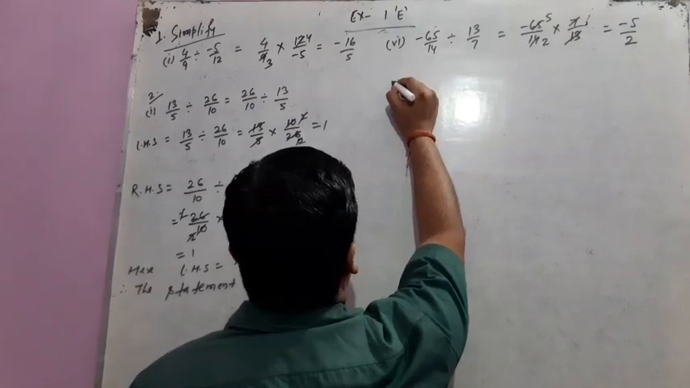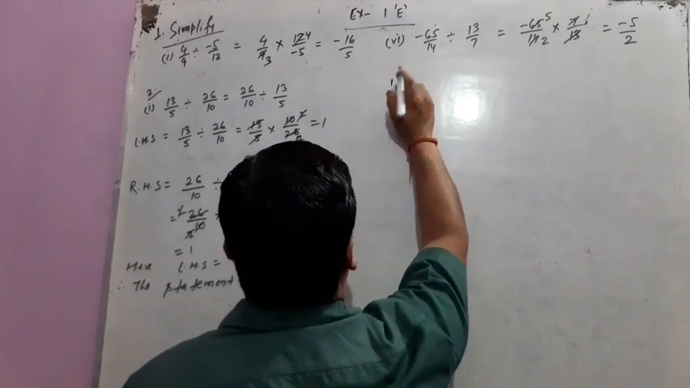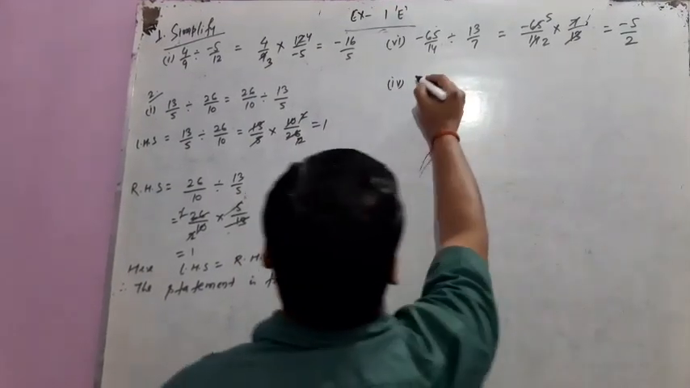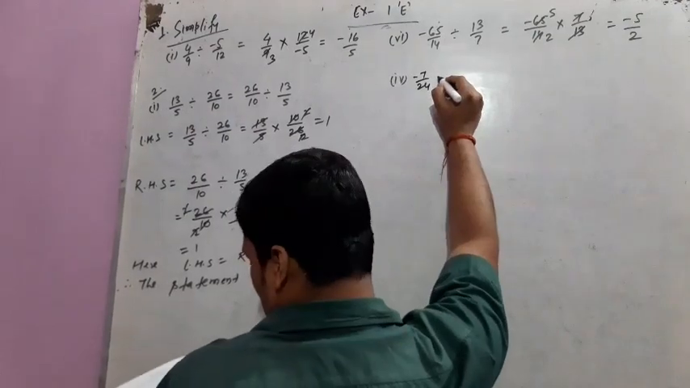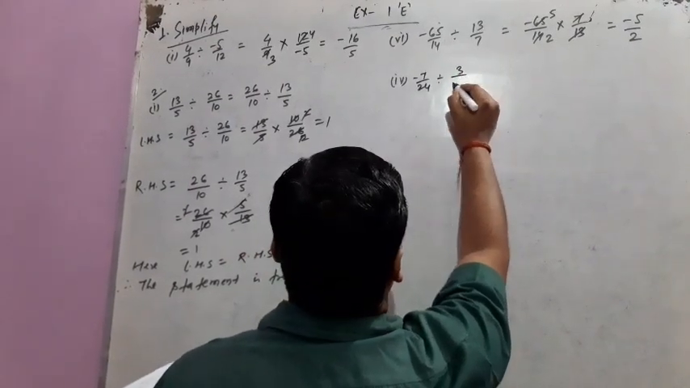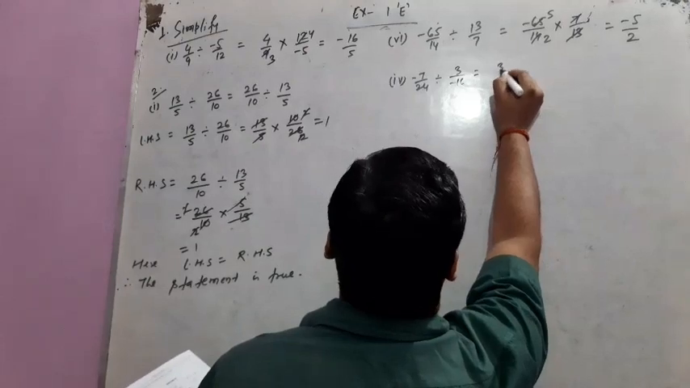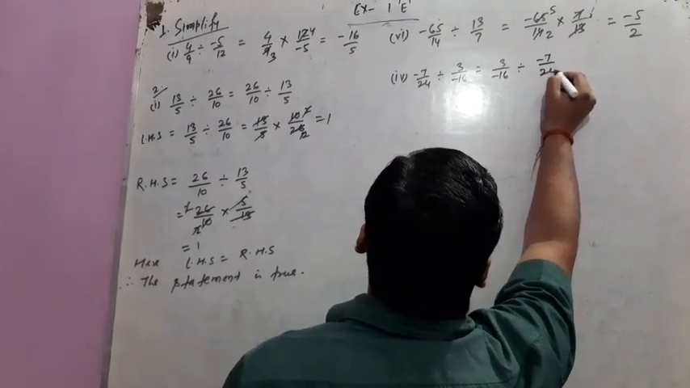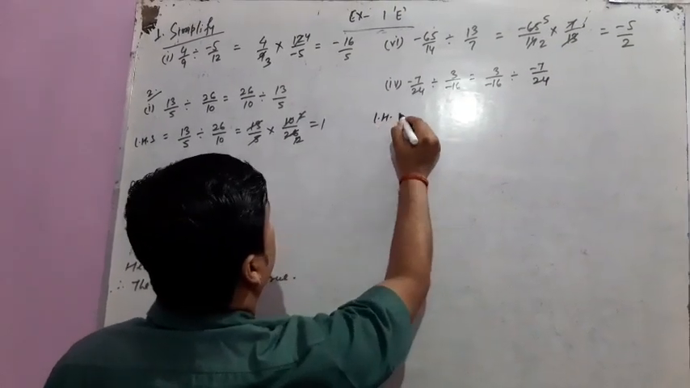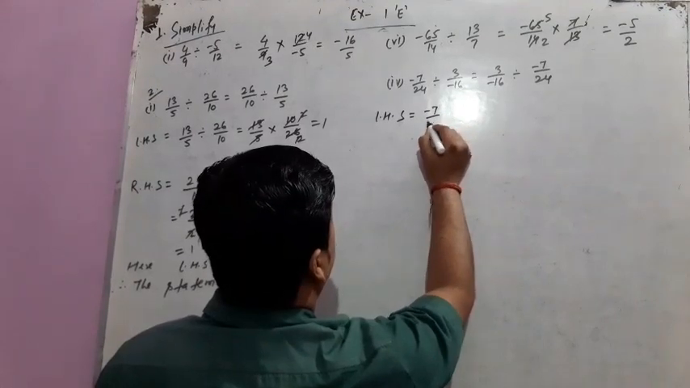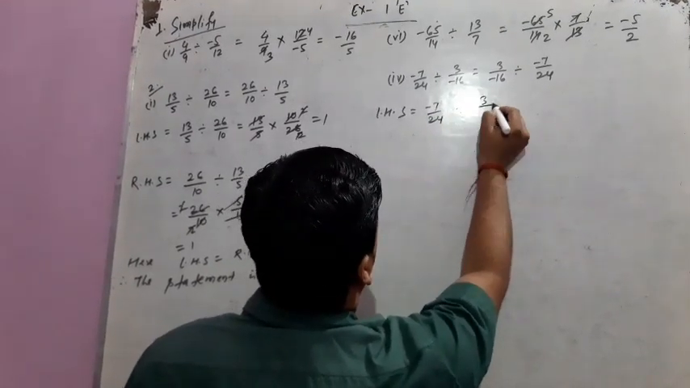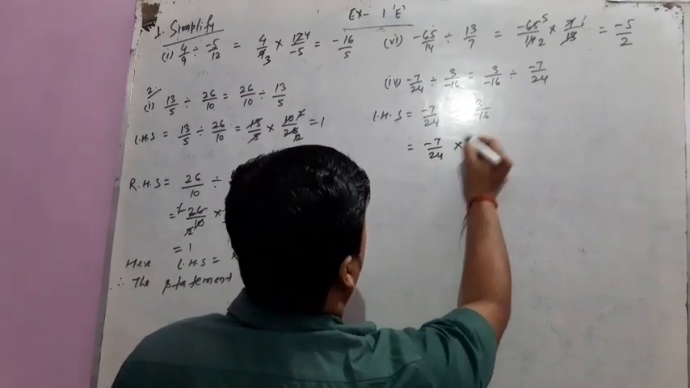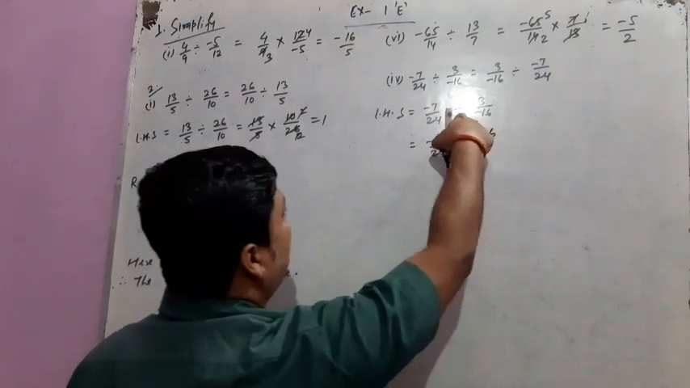Now look at one more example, one more question here, question number 4 of the second question. Minus 7 by 24 divided by 3 by minus 16 is equal to 3 by minus 16 divided by minus 7 by 24. Again we have to solve the LHS and RHS separately. Minus 7 by 24 divided by 3 by minus 16. Minus 7 by 24 multiplying with, we are converting the divide sign to multiply.